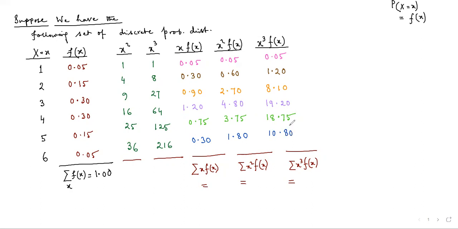Just check whether I have written all the values correctly or not. So just check whether the calculation is right. And now you see if the calculations are right and you have got all of your columns, calculate the sum total of this x fx column, sum total of this x square fx column, sum total of this x cube fx column. So if my calculation is right, sum total of this is coming as 3.5.